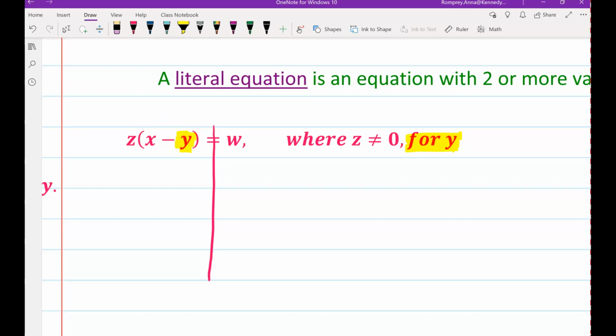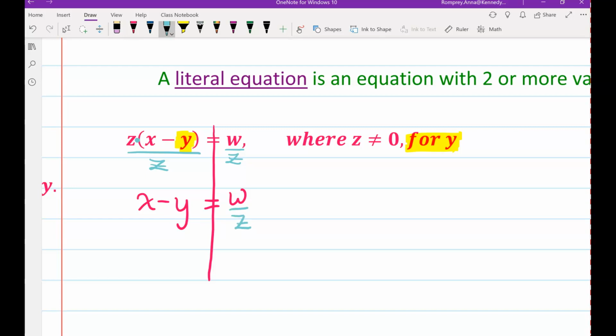I'm looking at this going, well, first, what are our operations? z times the quantity x minus y. So I want to just get rid of that z, because again, if we distribute it, we'll have more stuff attached to the y. That's not what we want. So I'm going to undo the multiplication and divide both sides by z. So I get x minus y equals w divided by z.